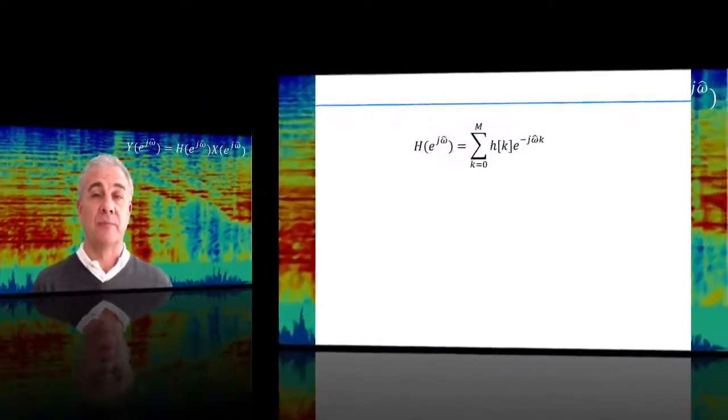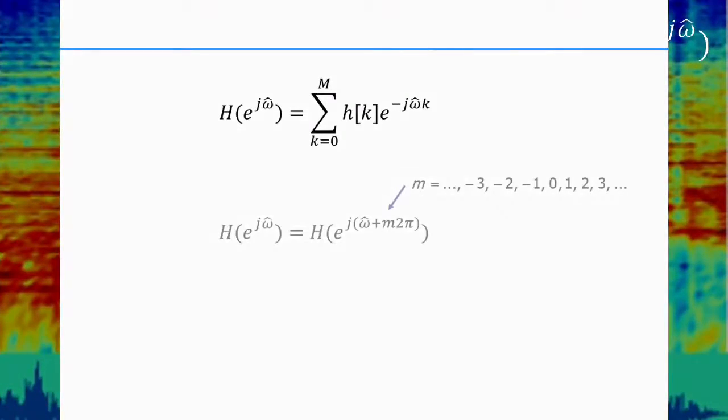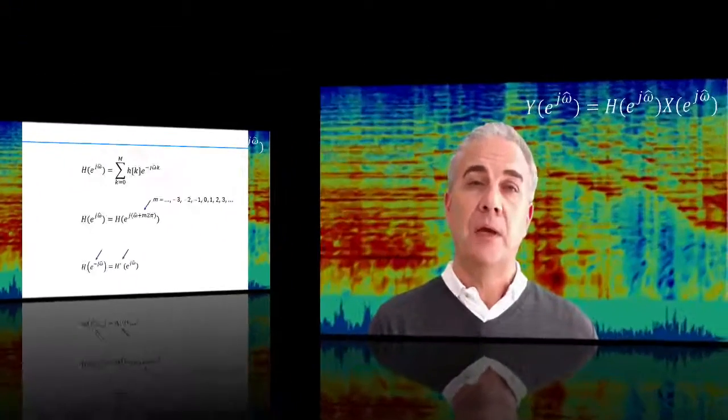Back to the point. Here is the definition of the frequency response of an LTI system. Like any DTFT, it is periodic over 2 pi, and because the impulse response has only real values, the frequency response has conjugate symmetry. Here's another example for an LTI system that averages over 2 samples.